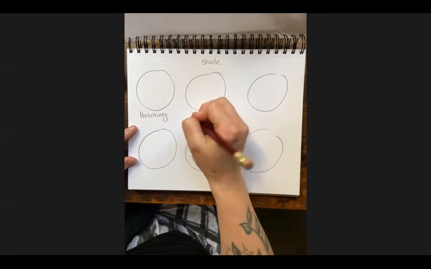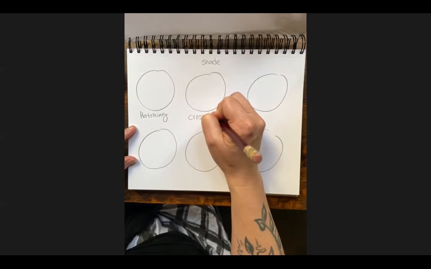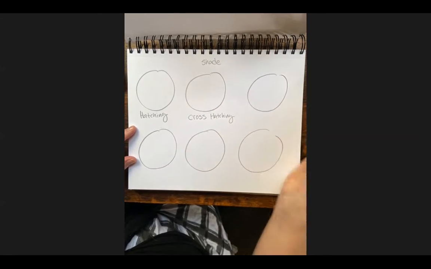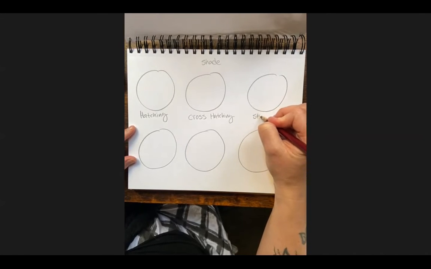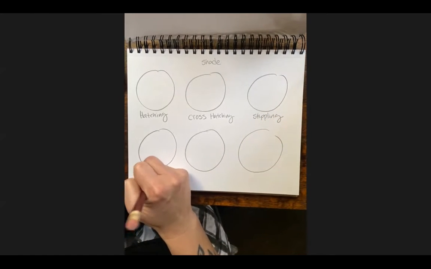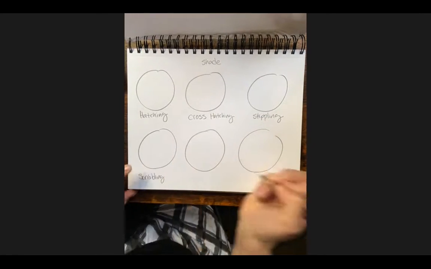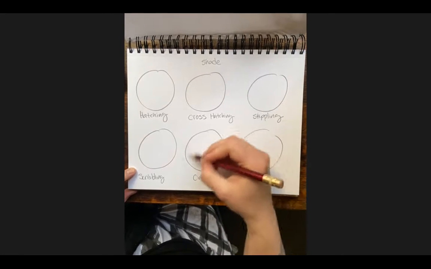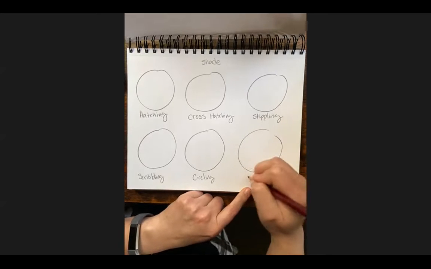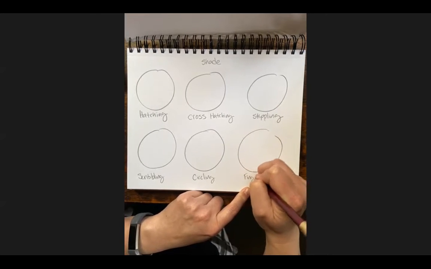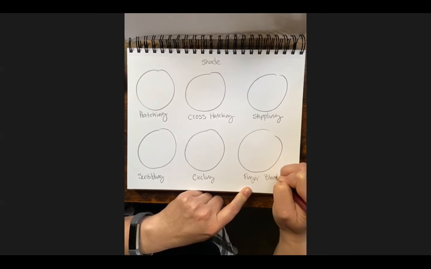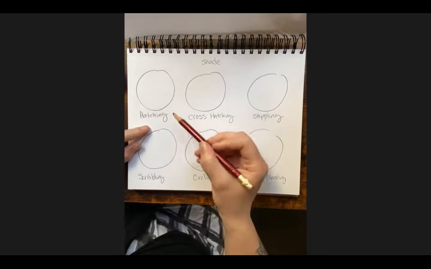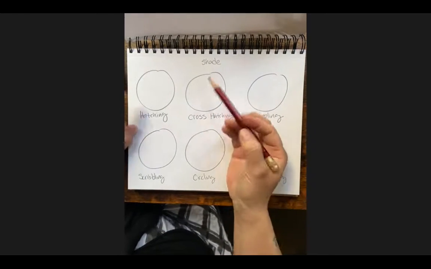So this is hatching. The next one is cross hatching. The next one over here is going to be stippling. Over here, we're going to put scribbling. And it is just like it sounds, it's scribbling. This one is circling. We're going to use a circle and continue on this way. And this last one is going to be finger blending. It's one of my favorites. All right. So before we start filling these in, we want to think about a light source.